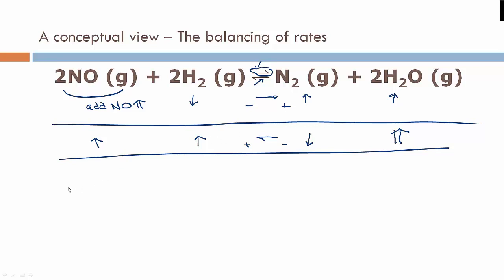Let's do another example. We talked about increases, but let's talk about decreases. So let's say I decrease the concentration of H2. So that means this is going down.